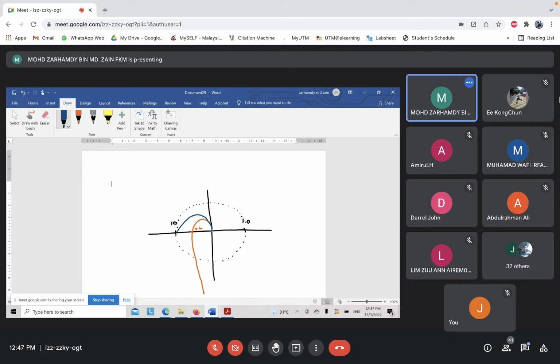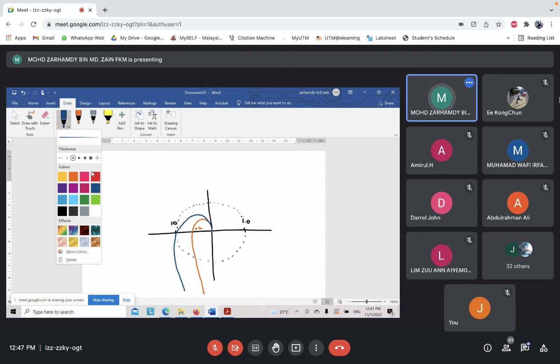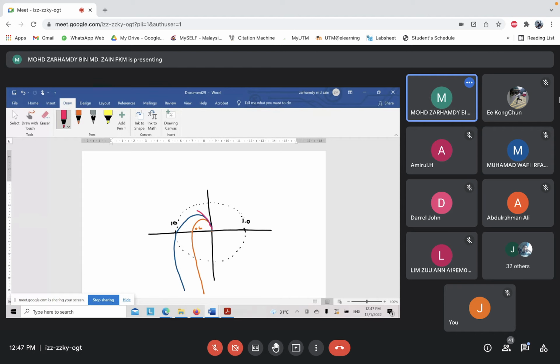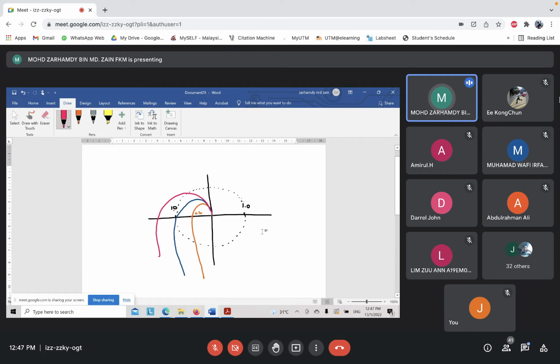Okay, touch 1.0. This is 1.0. Another case, they do not touch, they are still touching but over 1.0. In 1.0, okay, so we have three different responses.